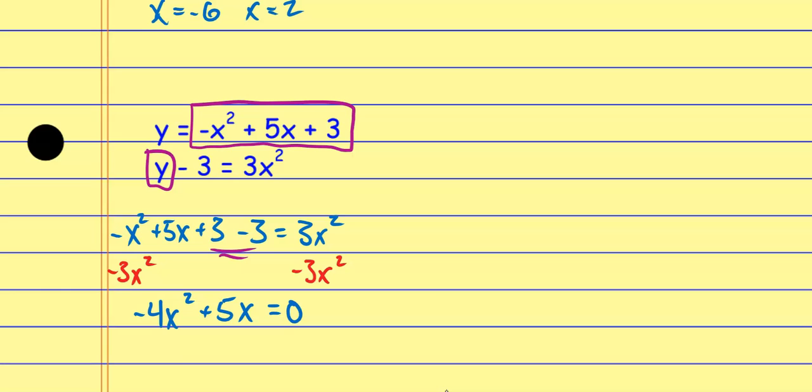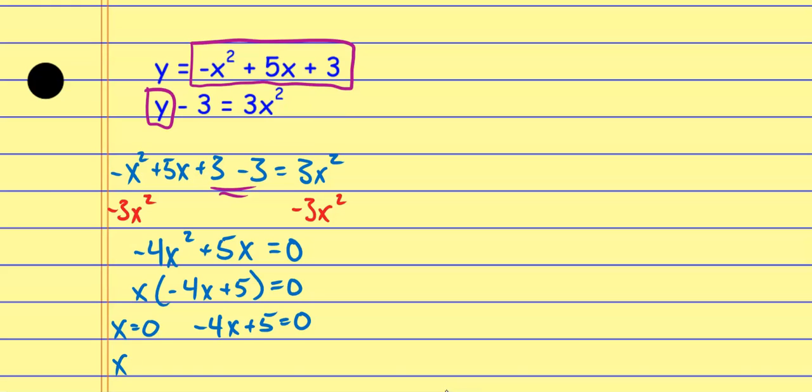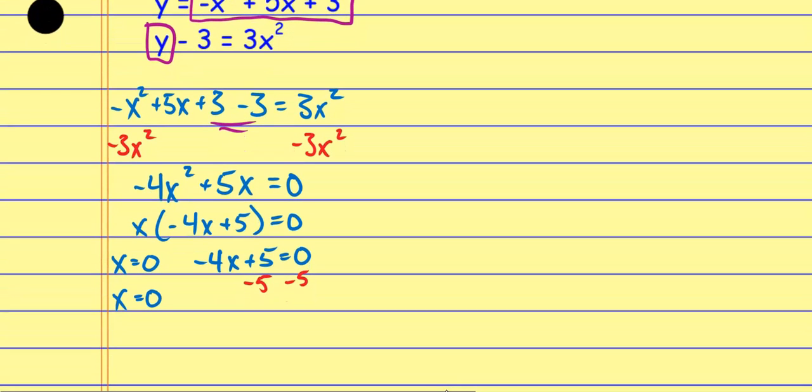And now I want to solve this one. This one can still be solved by factoring. It's just greatest common factor. So here I would factor out the x, leaves me the negative 4x plus 5. And now set each factor equal to 0. X equals 0. Negative 4x plus 5 equals 0. And now solve each. This one's already solved. This one I have to subtract the 5, and divide by that negative 4. So I get a positive 5/4.